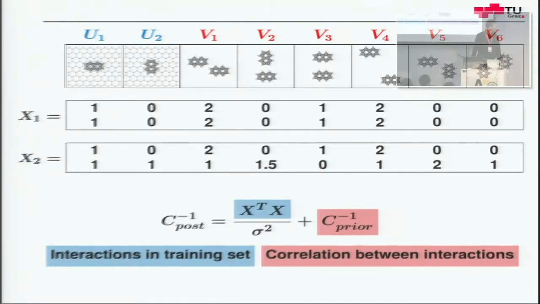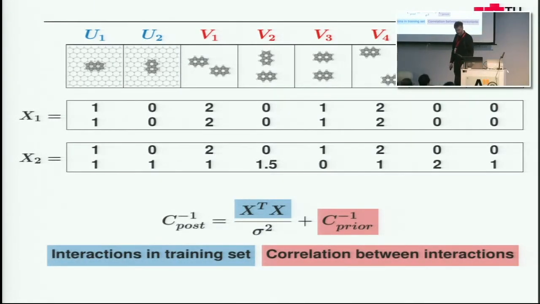So what we can do is calculate the posterior covariance matrix, which has, in our case, as its inputs, a part where the interactions in the training sets factor in. So here we would have for training set 2, X2 transpose X2. Sigma is a parameter, and the inverse prior covariance matrix, the one I've talked about before.